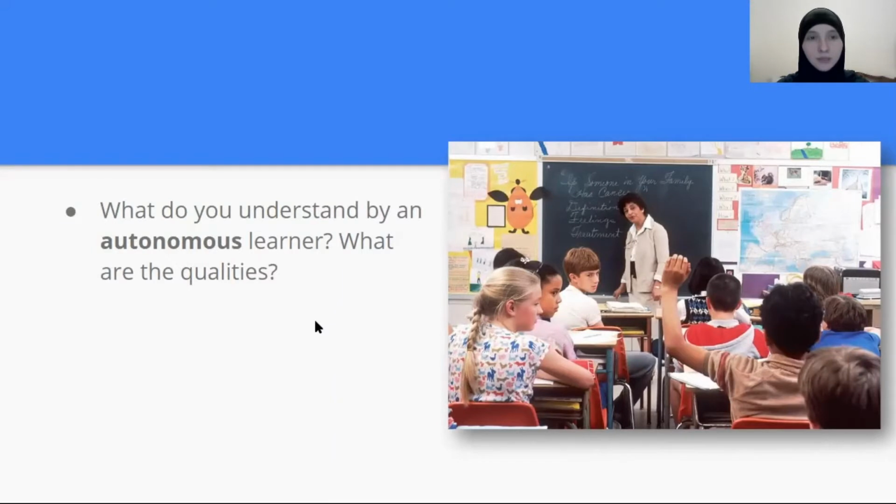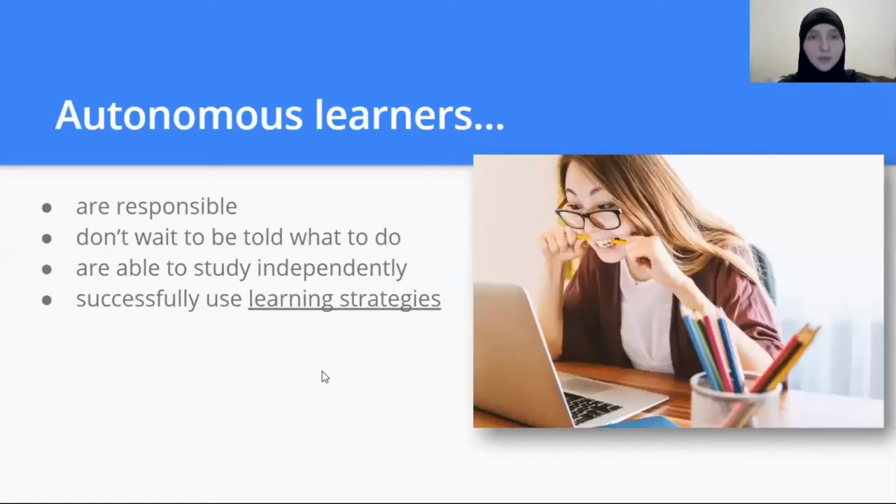What do you understand by an autonomous learner? What are the qualities of such a learner? Do you have any ideas? I'm sure that you have. Well, to be honest, autonomous learners are responsible. They don't wait to be told what to do. They're able to study independently, and they can do that while successfully using some learning strategies. They're ready to learn from feedback. They're ready to bear responsibility, and they can be really involved in the process of studying.